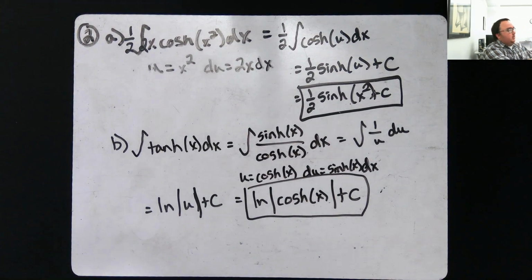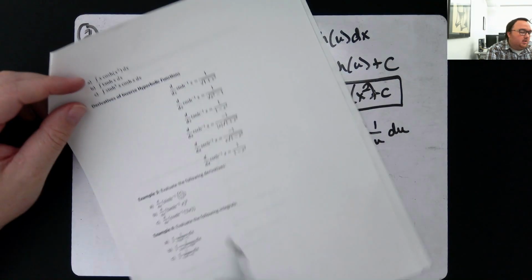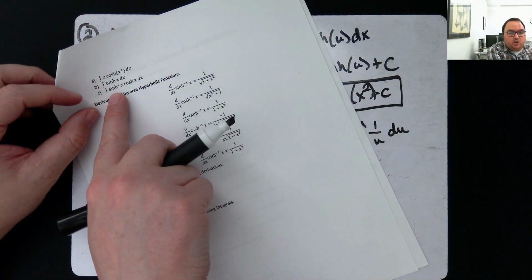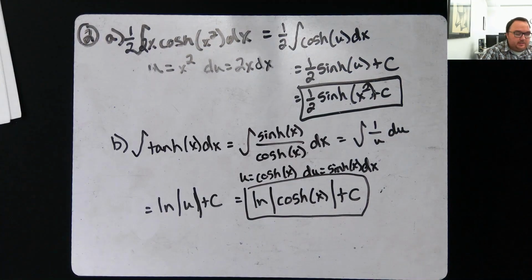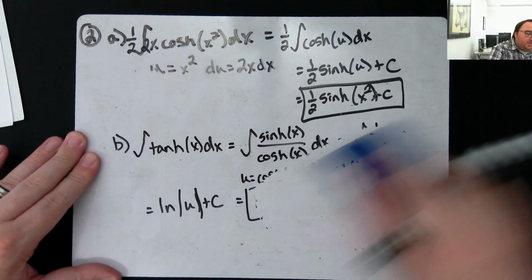Let's look at example 2c. 2c: the integral of hyperbolic sine cubed times hyperbolic cosine dx. Let's do that one.